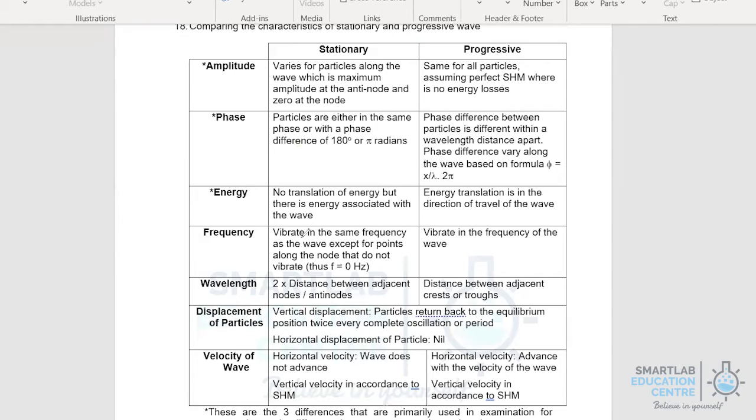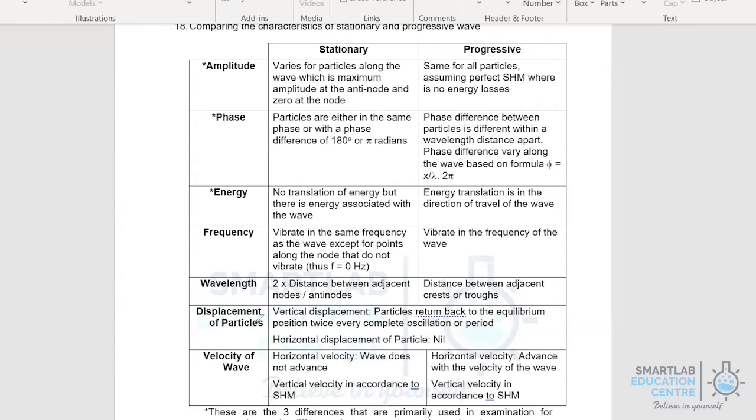Frequency. The particles on the stationary wave all vibrate in the same frequency, with the exception of the particle at the nodes, because at the nodes, the particles do not vibrate and the frequency is 0. While in the case of progressive wave, all the particles will vibrate in the same frequency. To determine the wavelength of stationary wave, we know that the distance between adjacent nodes or adjacent antinodes is half the wavelength. While in the case of progressive wave, wavelength is the distance between adjacent crests or adjacent troughs.